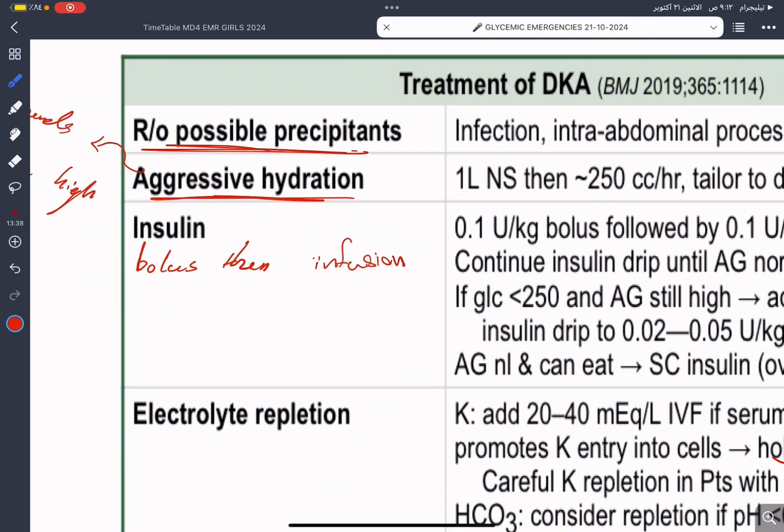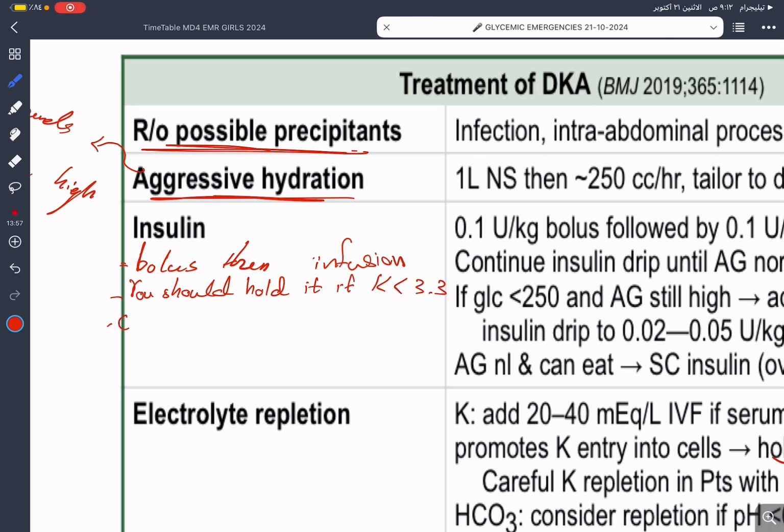Right? And you should check the potassium, electrolytes and blood gas in DKA every 2 to 4 hours. Usually in practice, every 2 hours we do a blood gas and every 4 hours we do chemistry. So alternating.